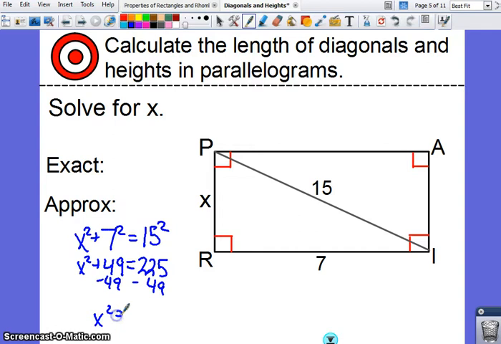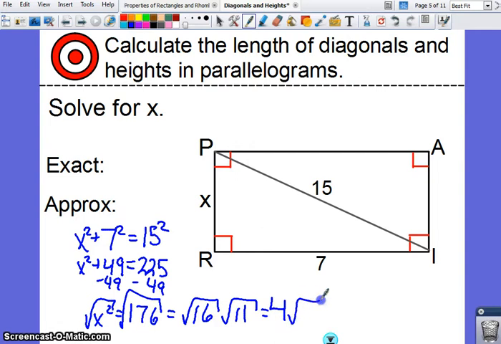So I'm going to say x squared equals 176. Square root of that. Alright, so for the exact answer, I'm going to have to simplify the square root of 176. And let's see here. I think 16 and 11. Yeah. So break into the square root of 16 times the square root of 11. So the square root of 16 is 4, 4 root 11. So that is my exact. Okay. My approximate, I just put into my calculator the square root of 176. And that tells me that is 13.27.